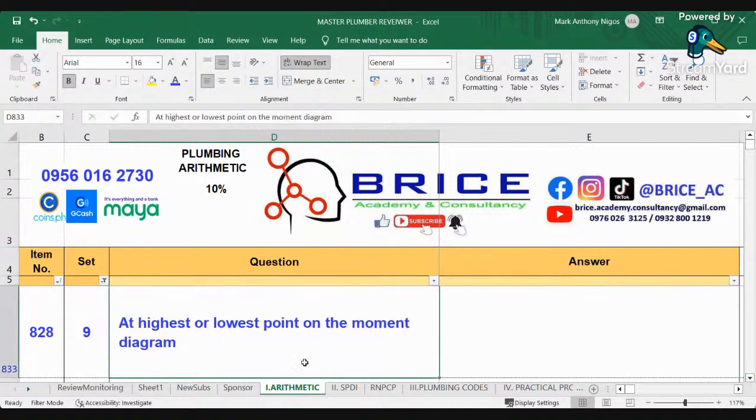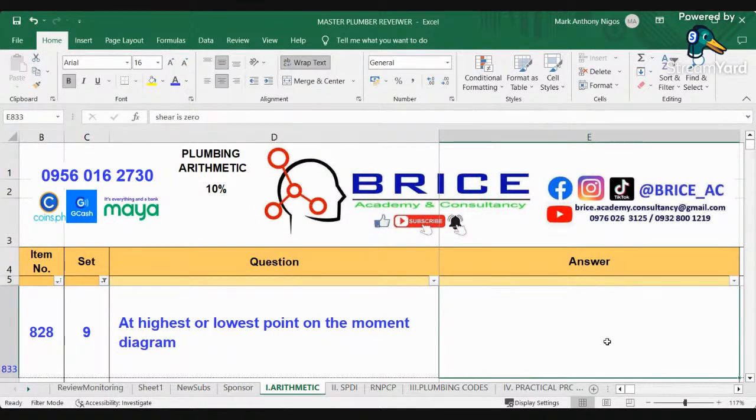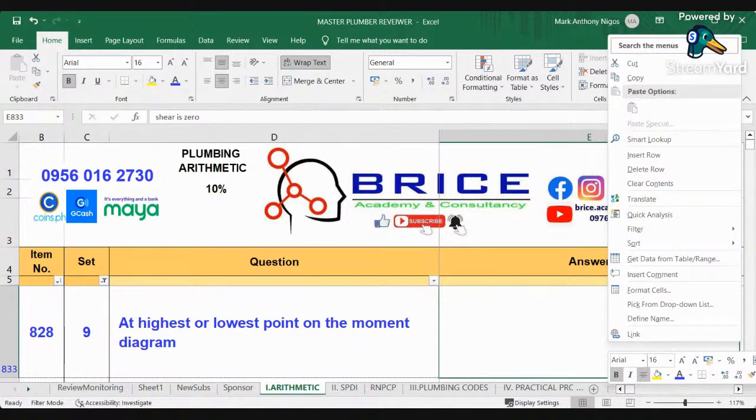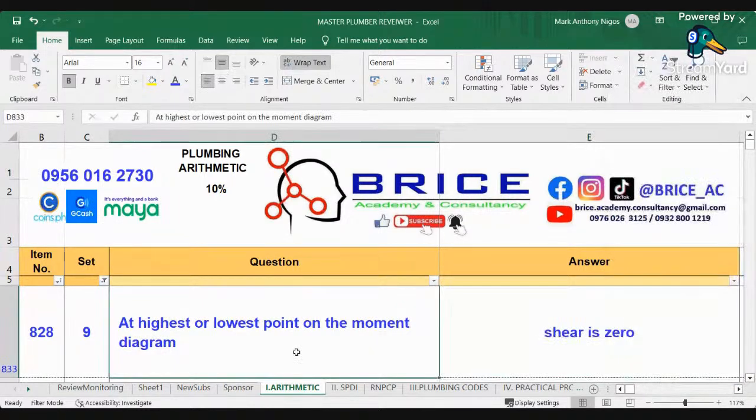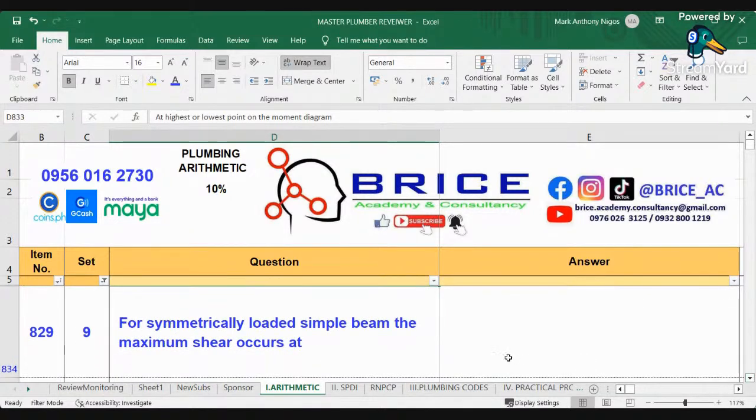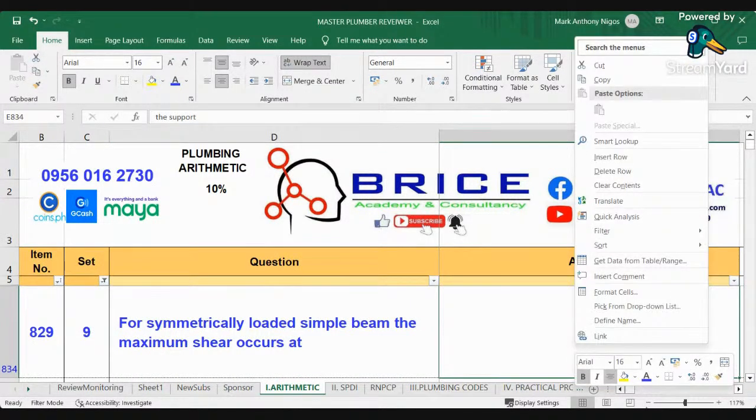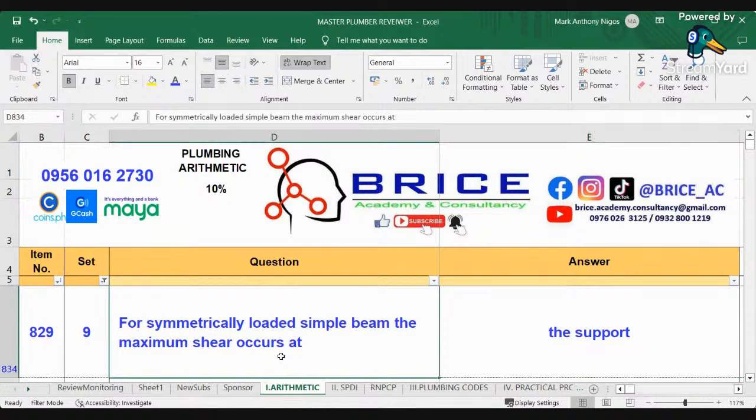828. At the highest or lowest point on the moment diagram, the answer is shear is 0. The highest or lowest point on the moment diagram, shear is 0. 829. For a symmetrically loaded simple beam, the maximum shear occurs at the support. The answer is the support.